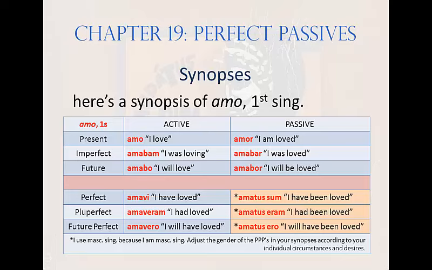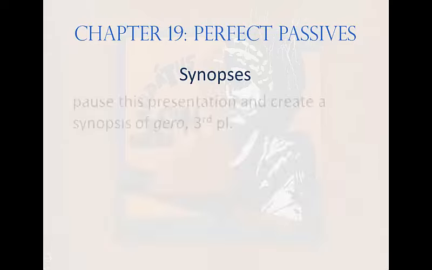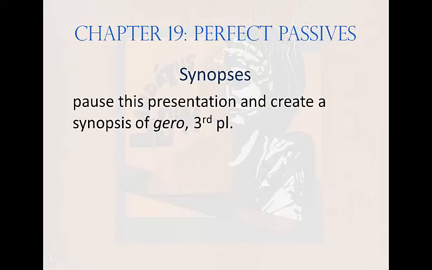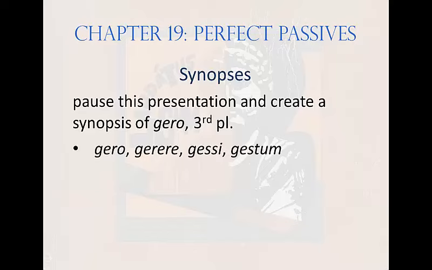Let's pause this presentation again and let you work on a synopsis by yourself. Take the third conjugation verb gero and write a synopsis of it in the third person plural, including translations. Remember the principal parts of this verb: gero, gerere, gessi, gestum. Now try to write that synopsis. When you're done, start the presentation again, and I'll give you the answers.